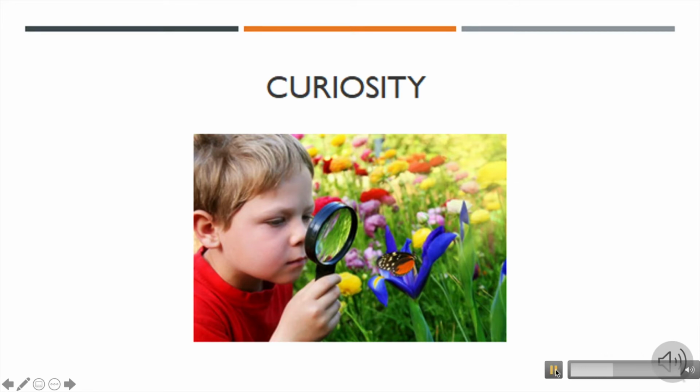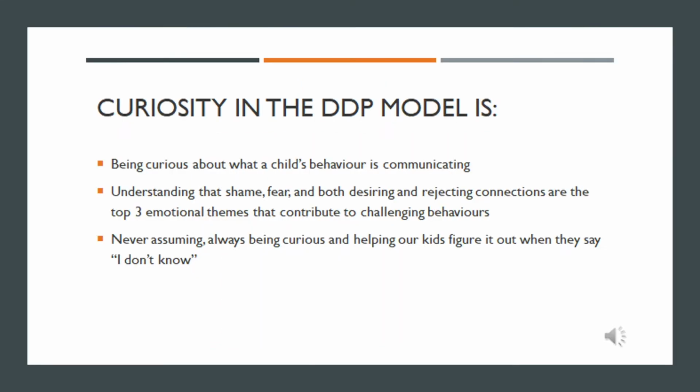C in the PACE acronym is for curiosity. Behavior is communication, and therefore it is crucial that we remain curious about a child's behavior and their underlying experiences. Shame, fear, and a desire for connection while also rejecting connection tend to be the top three emotional themes that contribute to challenging behavior. Having said this, it is also important that we never assume why our students do what they do. It is also important, when our kids say, "I don't know," and they often do, that it is our job to help them figure things out.